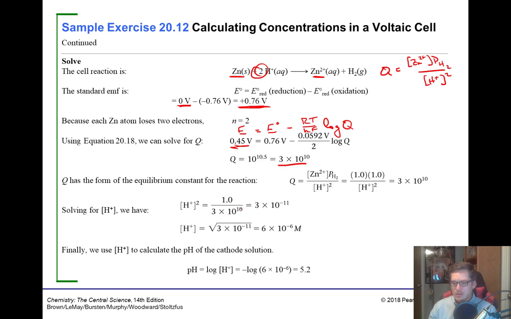Essentially what they're doing is just rearranging. So they find eventually that the concentration of hydrogen is equal to 6 times 10 to the minus 6th. So that's the concentration. We can take the negative log of that, and that's the pH of your solution.